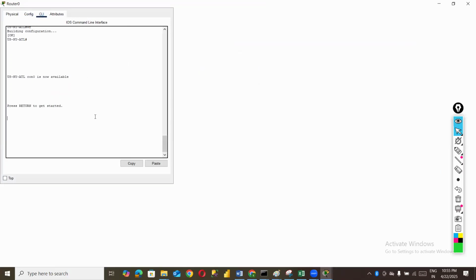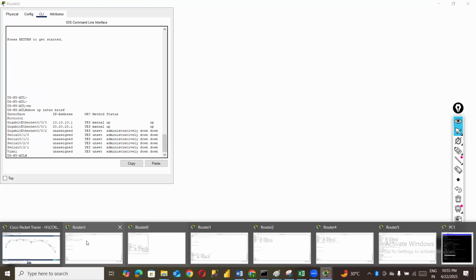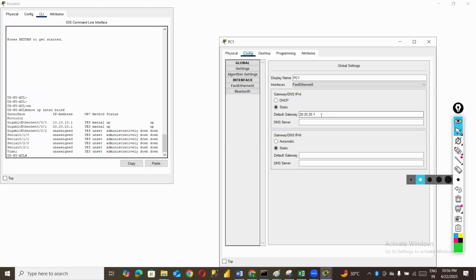Okay, CLI. Enable, to see the interface status and the IP address, and we will use the command show ip interface brief. So we assigned 20.20.20.1 on the router. We also assigned 20.20.20.1 on the system as well. Better we change this IP. We'll go to Config. Okay, we gave it as the default gateway, that's fine.